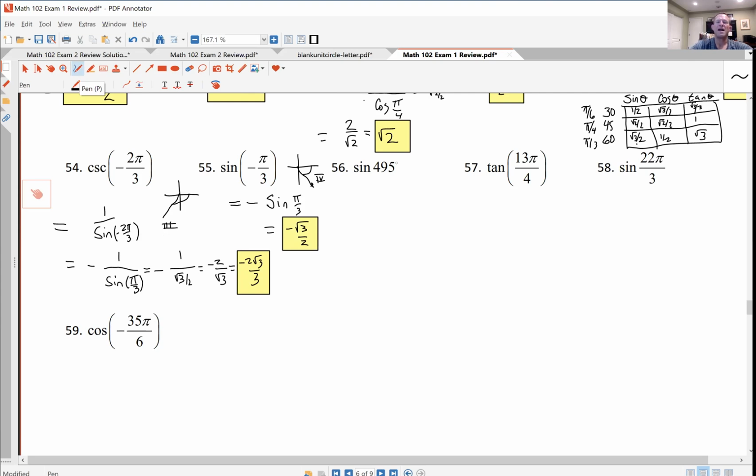Let's see, 495. 495, that's 360, which leaves us with 135 degrees, which puts us at quadrant 2 with a reference angle of 45 degrees. So this is the same thing as the sine of 45 degrees. I just don't know if it's plus or minus. But in quadrant 2, sine's positive. Sine of 45 is root 2 divided by 2.